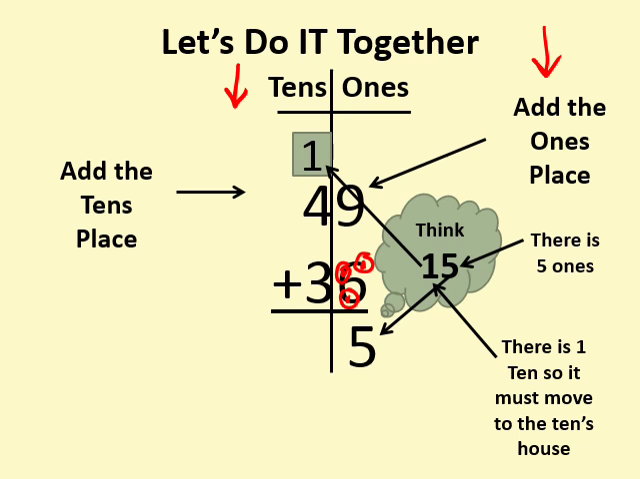So 1 ten, 2, 3, 4, 5, 6, 7, 8 tens. So I have 8 tens. Therefore, my answer is 85.